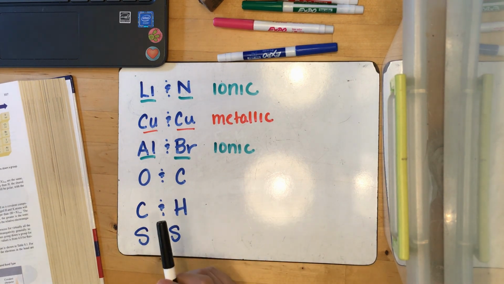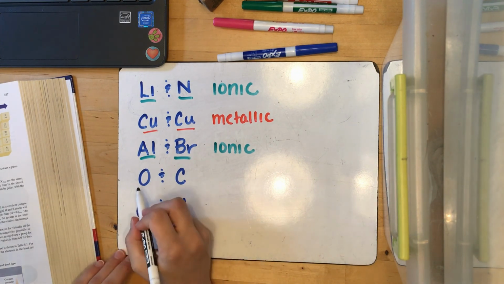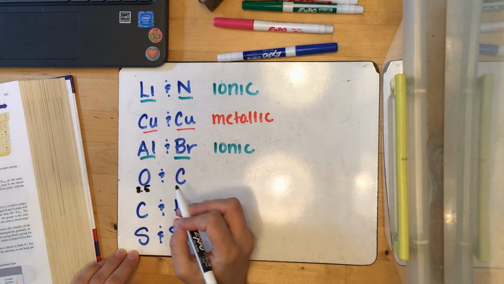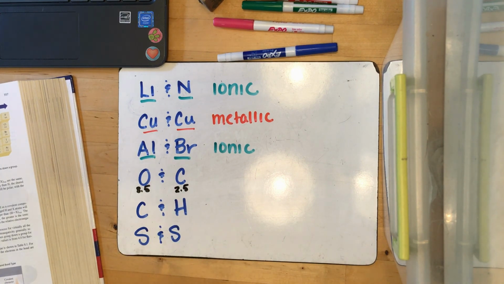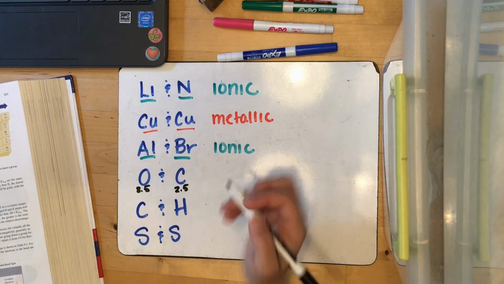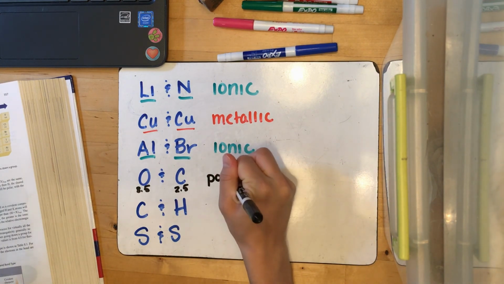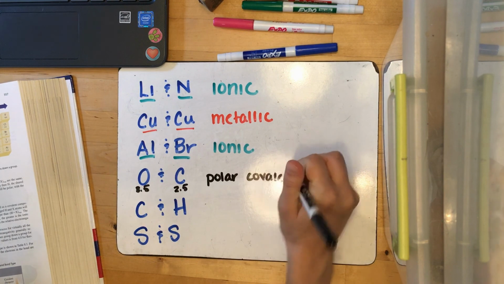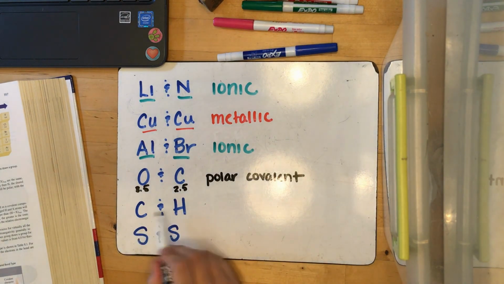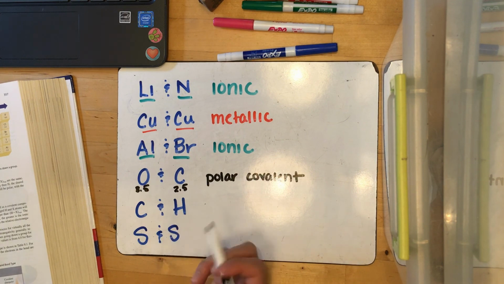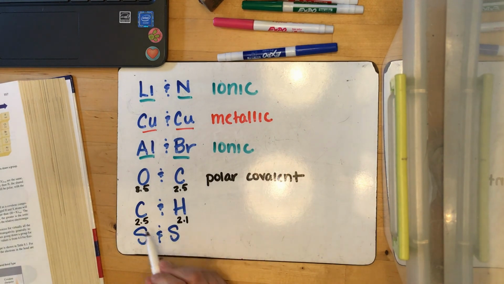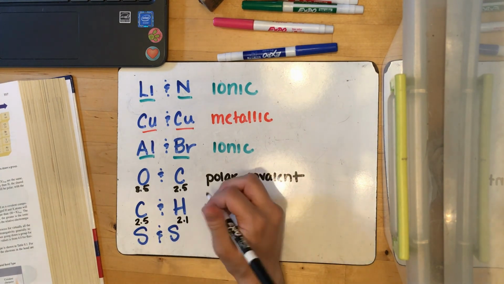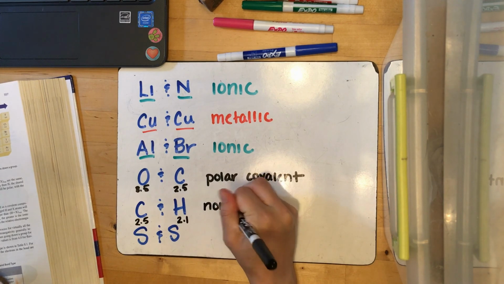So again, that takes us back to looking at the electronegativity values. So for oxygen, we have a value of 3.5 and carbon is 2.5. That's a difference of 1. And anything greater than 0.4 is polar. So this is going to be polar covalent. For this one, carbon and hydrogen, again, we have two nonmetals. Carbon was 2.5, hydrogen is 2.1. So that's a difference of 0.4. So that is nonpolar.